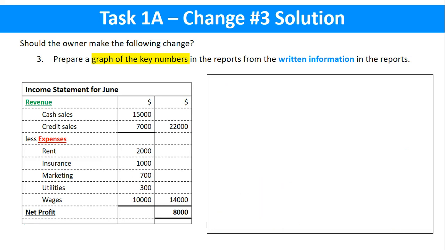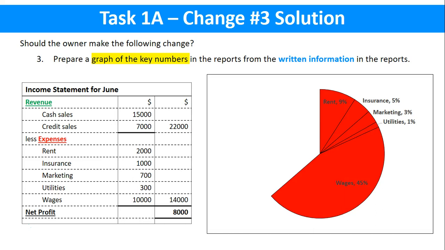Another option is you could look at that as a pie chart. You could express every expense as a percentage of sales. So for example, rent is $2,000. That's actually 9% of total sales. And we could do the same with all the expenses. And lastly, we could also look at the net profit and see as a percentage of the overall pie, net profit is going to be 36% left over.